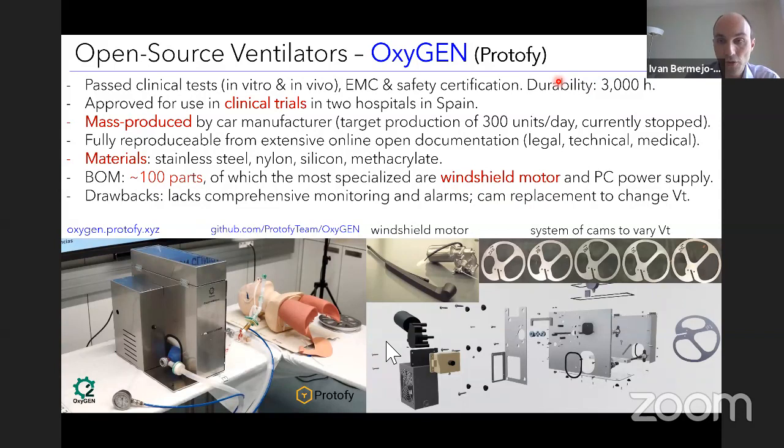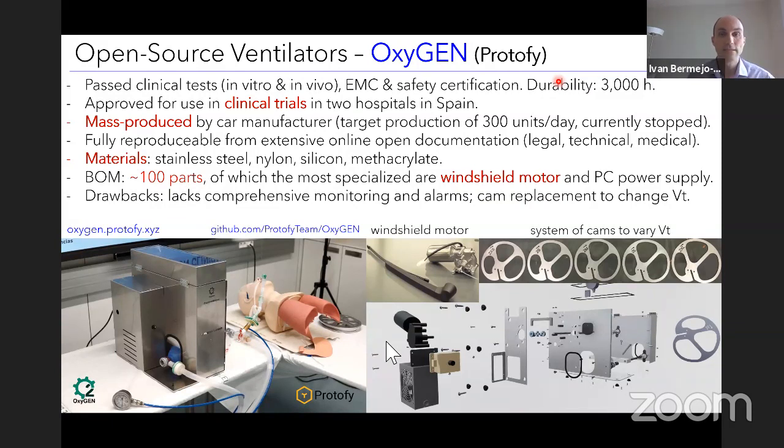In contrast to the previous one, it has some enhanced control and monitoring capabilities. The previous one didn't have any alarms or monitoring. This one has different settings that you can see here. The documentation is extensive, but not complete, so I don't think it's possible to replicate the model currently with the information given on the websites.